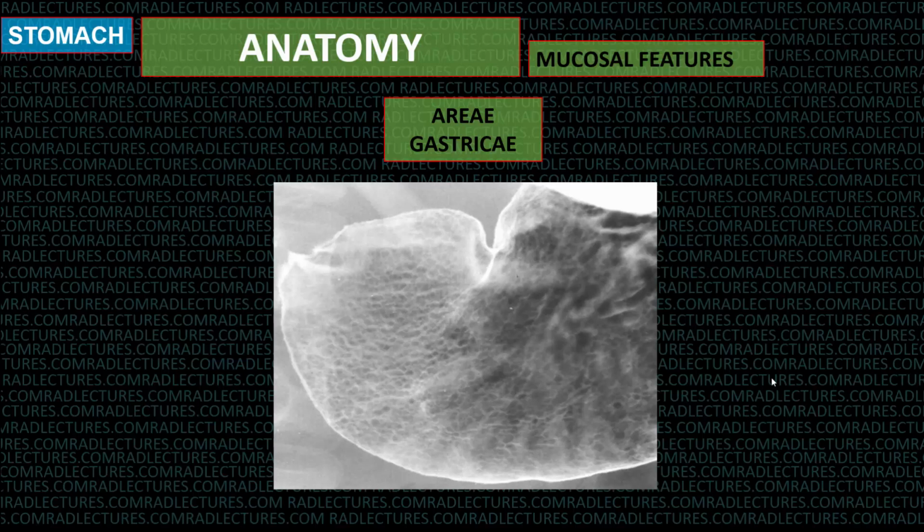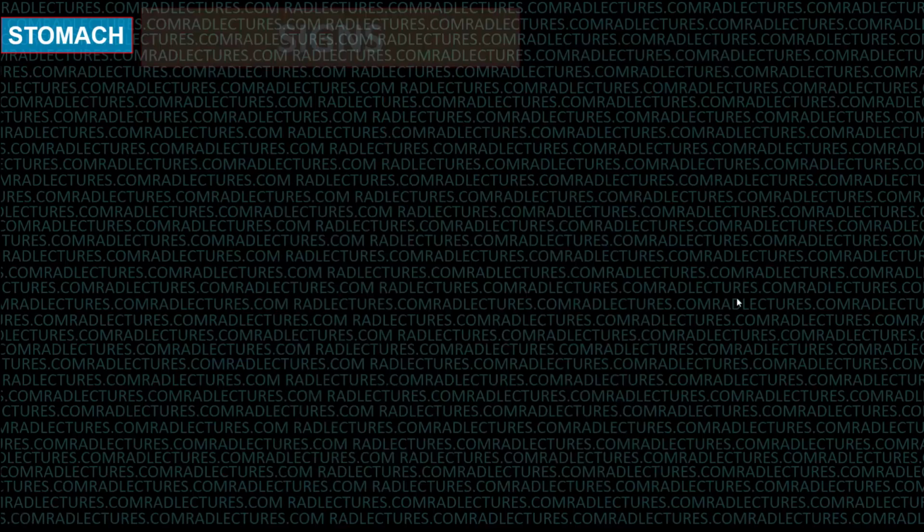Also, it's important to know that the area gastricae are smaller in the antrum than in the body of the stomach. Most of the area gastricae you will see are in the body. In the antrum, you may not even see them. If they are present, they are smaller than those in the body of the stomach. And we'll come to their usefulness in a little bit.